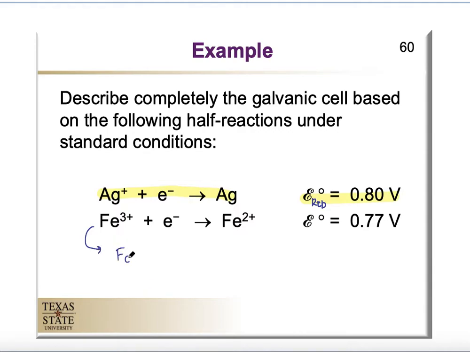So Fe2 plus is going to go to Fe3 plus and an electron. And the potential for that is going to be our oxidation, and that's going to be the opposite sign of whatever it was. So in this case, negative 0.77.